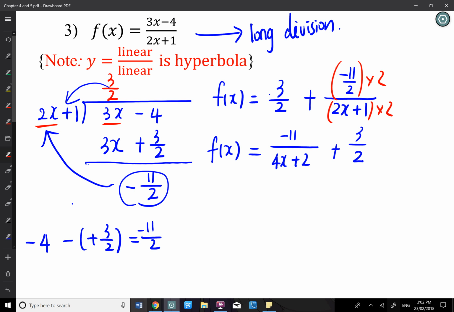Any questions about how we get here? How do we get a linear divided by linear to become a hyperbola? We do long division. Okay, we do long division, and we write that into the correct form.